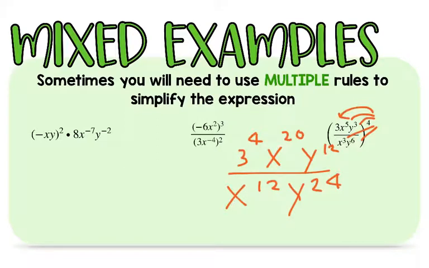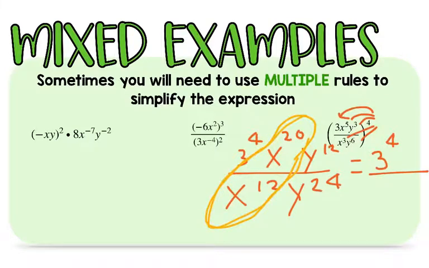Alright, now let's see what else we can do to clean this up a little bit. I'm noticing I have the same bases here, and they're being divided. What was my rule? It is that I subtract those exponents. So I'm just rewriting that 3 to the 4th for right now, and let's work on those x's. 20 minus 12 is 8, so that's going to give me x to the 8th power. Okay, and let's look at the y's. Same exact thing here. 12 minus 24 is going to give me a negative number. That's going to give me y to the negative 12th power.